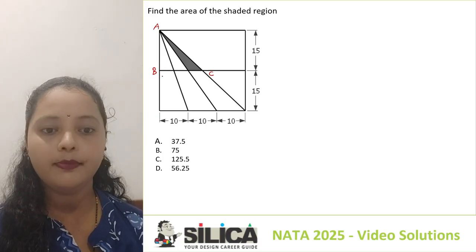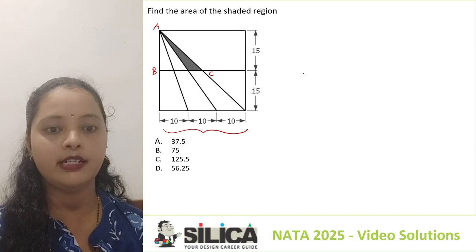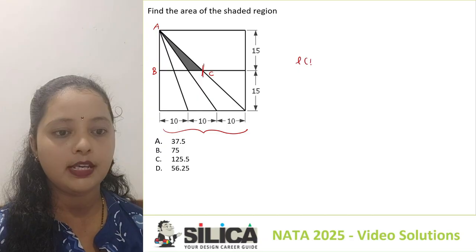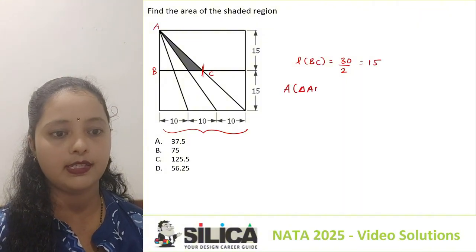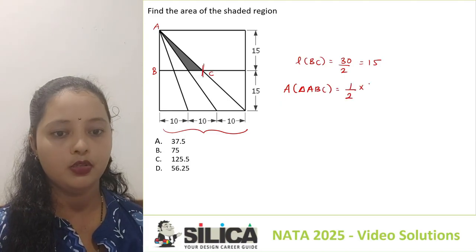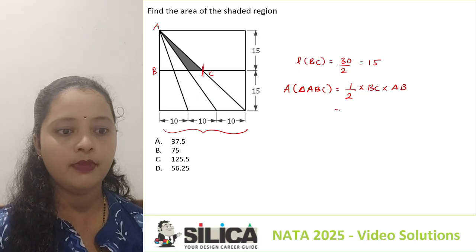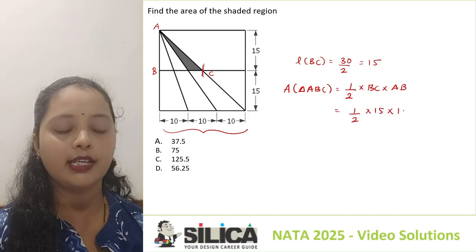Okay. So what would be the base BC equal to? Now if you check at the bottom, the entire side is equal to 30 and this C is the midpoint, right? So what would be length BC equal to? Length BC would be 30 divided by 2, which is equal to 15. Now if I try to find area of triangle ABC, it would be half into base into height. So half into BC into AB. I have length AB with me, right? Half BC is 15, AB visually I can see is 15.